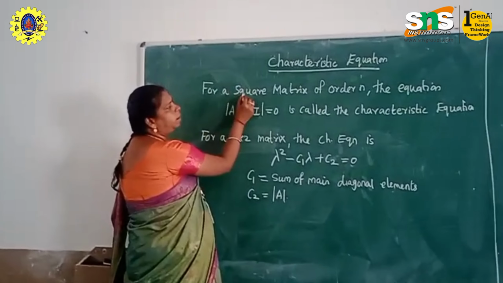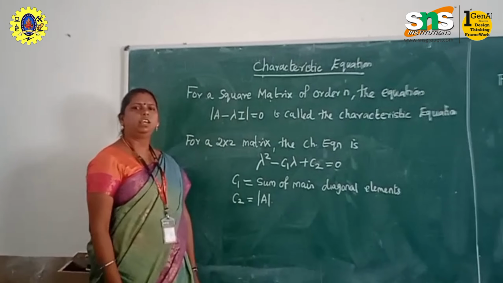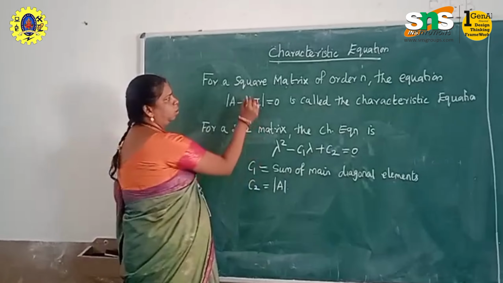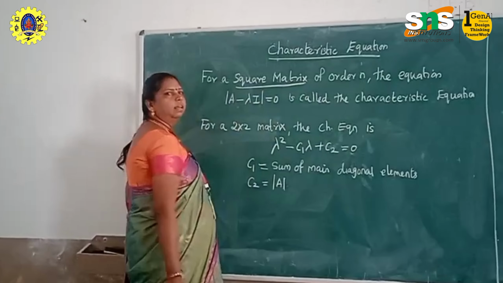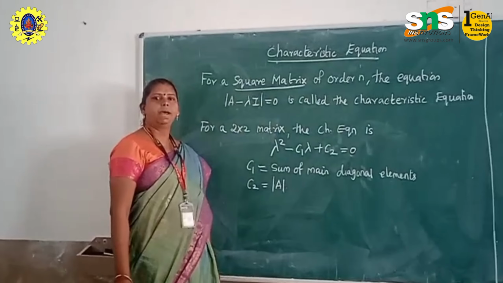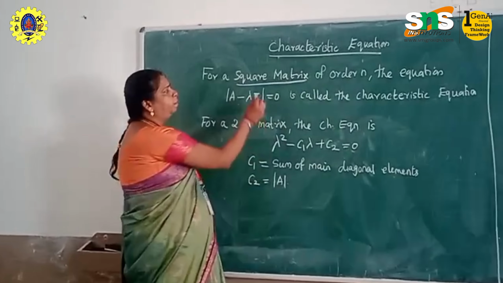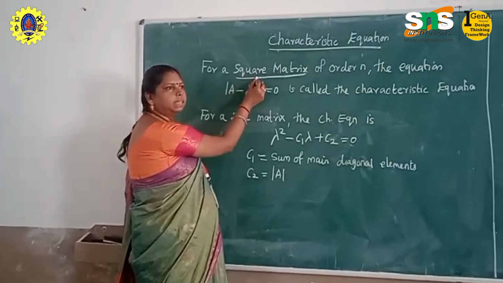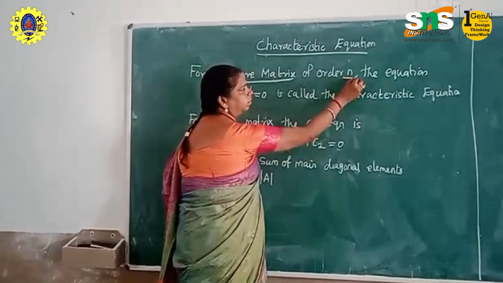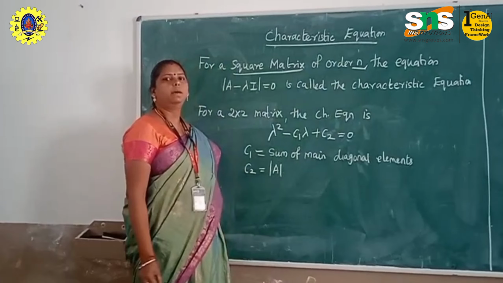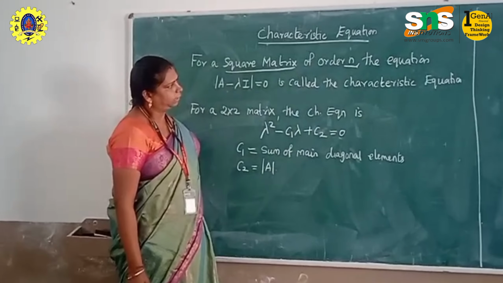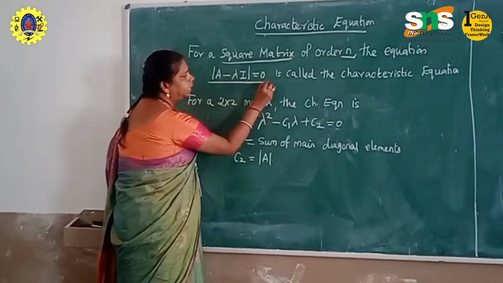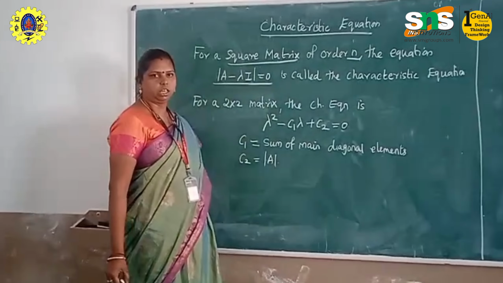The characteristic equation can be found only for a square matrix. What is a square matrix? If the row and column order of a matrix are the same, it is said to be a square matrix. So let us consider a square matrix of order n. So the number of rows and number of columns are both n. Then the equation determinant of A minus lambda I equal to 0.